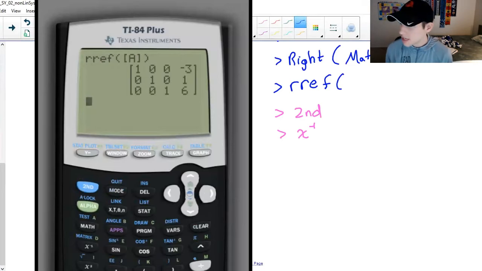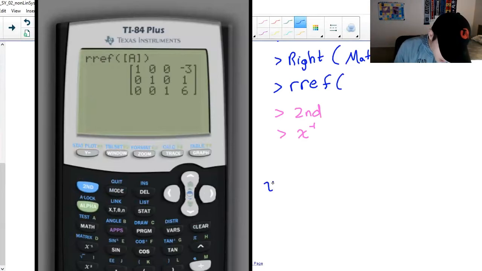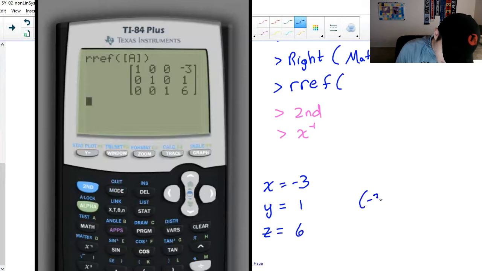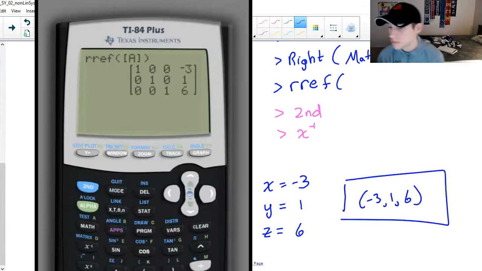Right, so the first variable we had was x, so that very top number, -3, tells me x is -3. Second variable we had is y, and so that second number down on the right column is 1, so y equals 1. Third variable we had is z, so that third number down is 6. So boom, our solution is -3, 1, 6. Hopefully everybody followed along with that.